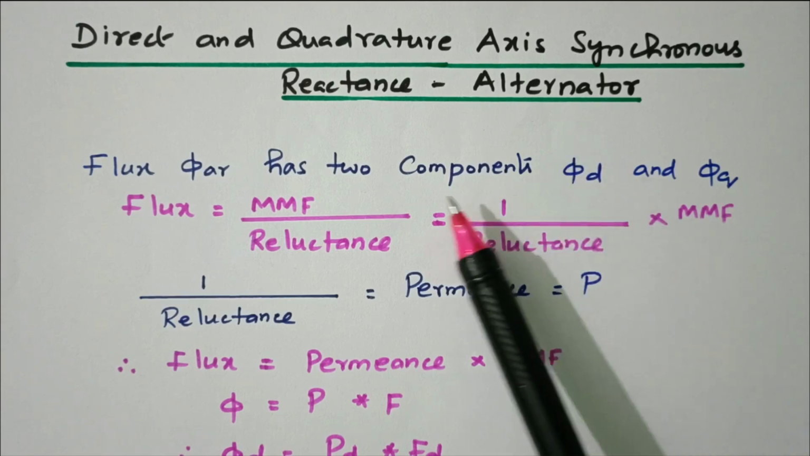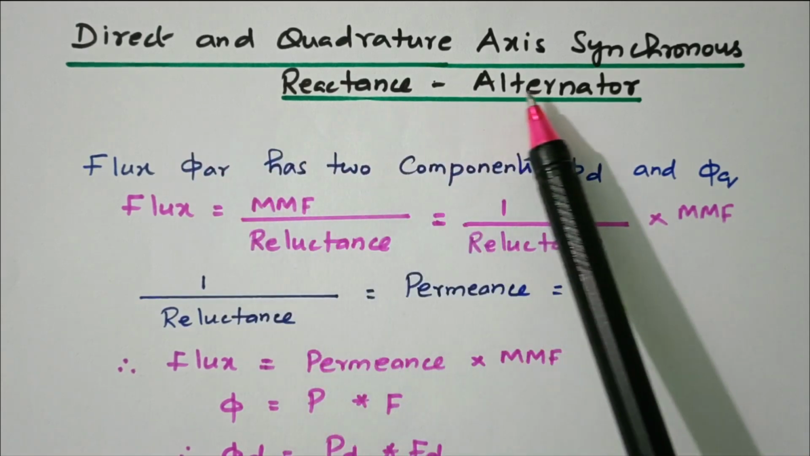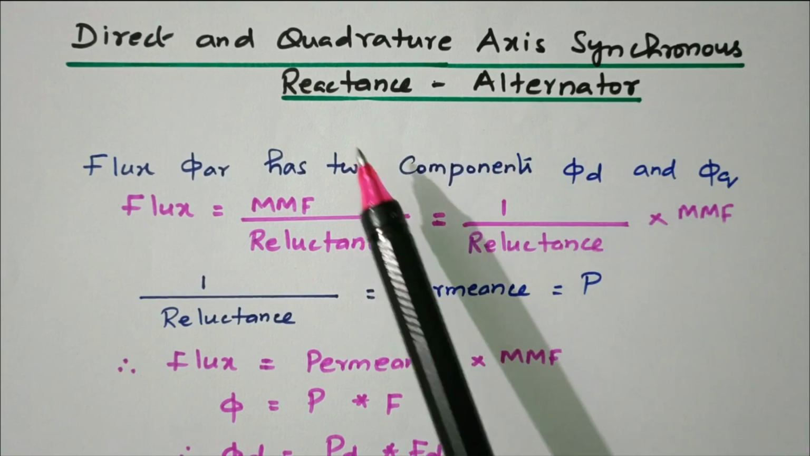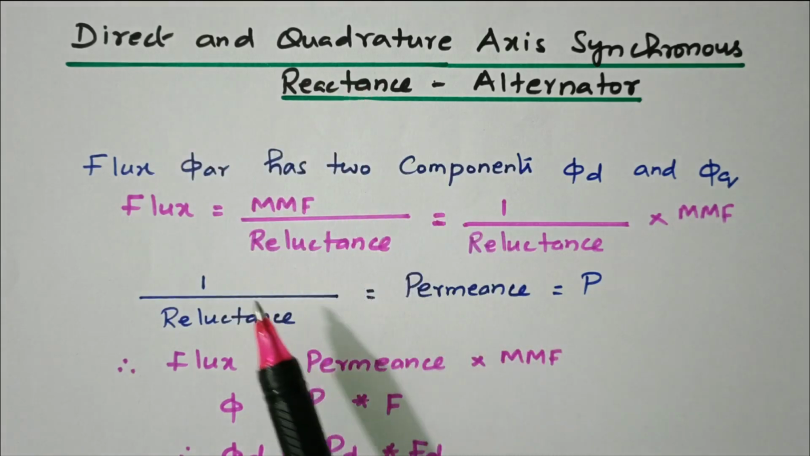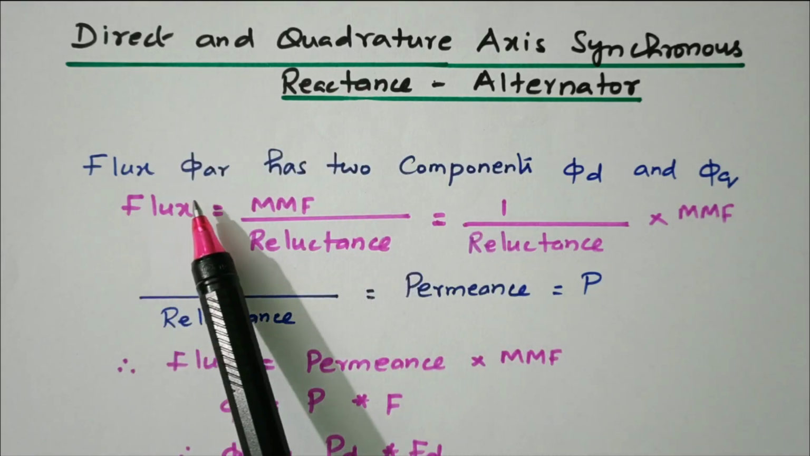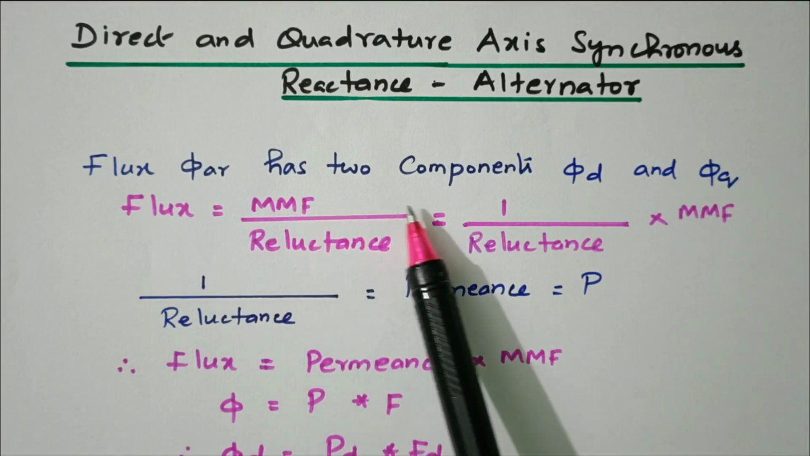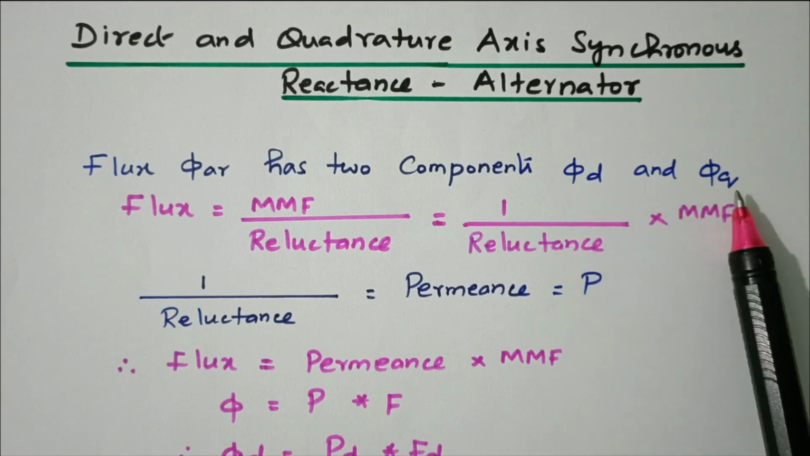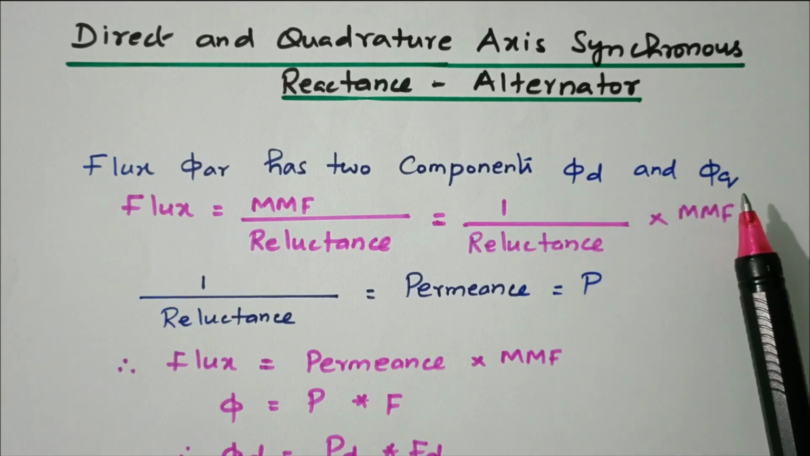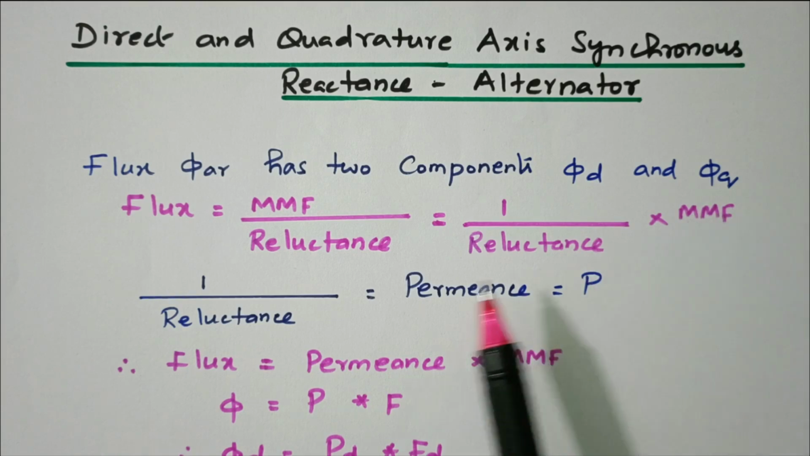Now we'll go to the topic, direct and quadrature axis synchronous reactance. We are going to find the reactance of the direct and quadrature axis. The flux phi AR has two components, phi d and phi q. A separate video on the d axis and q axis is available, in which the explanation is given.